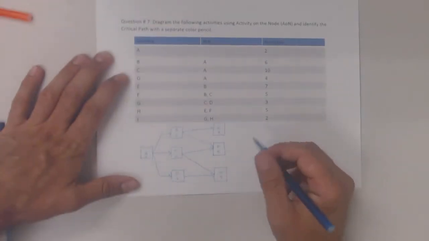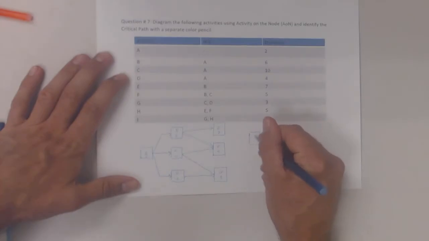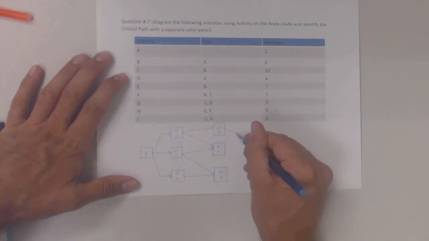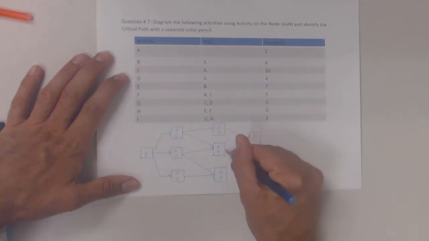So activity H has both E and F. I'm going to put that over here. H is a 5-day duration, so I put that number here, and I link E and F to it.